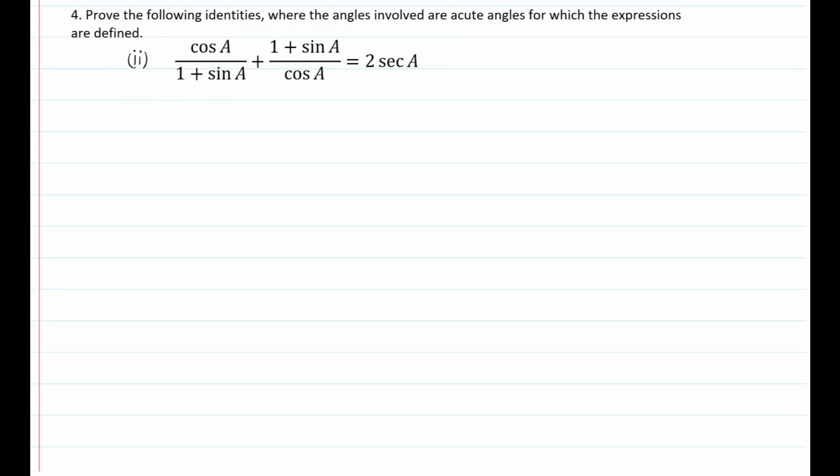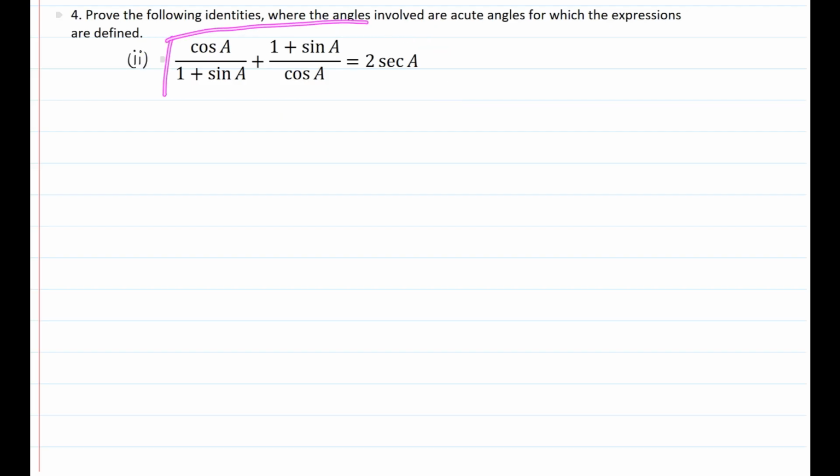Therefore we ignore the negative sign in case we have to square the terms. If you are squaring both sides and you get a plus or minus answer, then we ignore the negative term and just proceed with the positive term. The expression to prove, for which the expressions are defined, is cos a divided by 1 plus sin a, plus 1 plus sin a divided by cos a, is equal to 2 secant a.